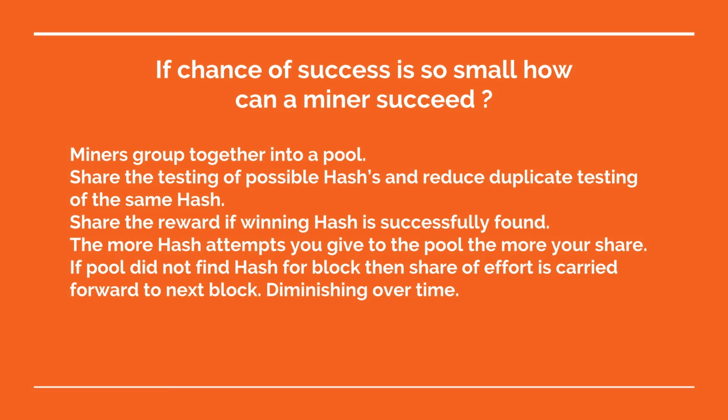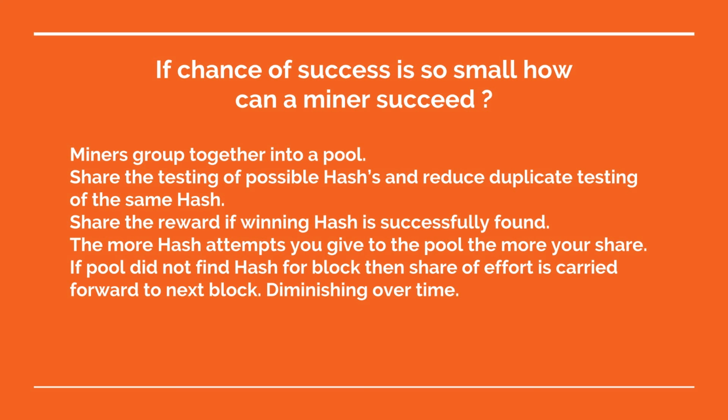The most common way is that miners group together into a pool. It's the equivalent of a consortium in a lottery. All of the miners in a pool share the testing of the possible hashes, and the pool hopefully has an intelligent system which divides all the possible hashes among the miners to try to reduce duplication of testing, so that the pool itself has a higher chance of guessing the correct hash.